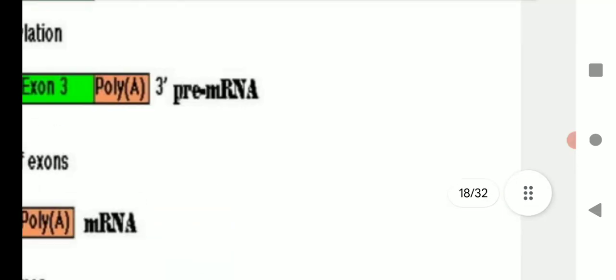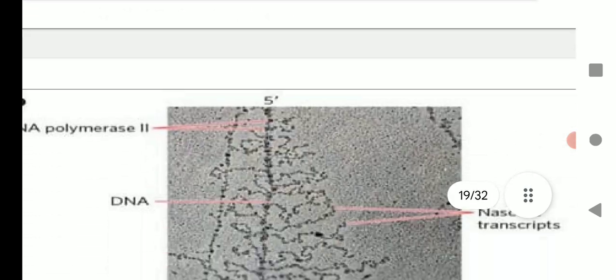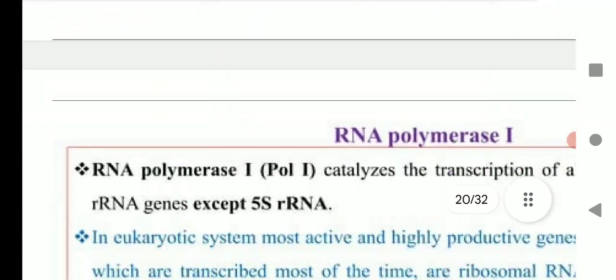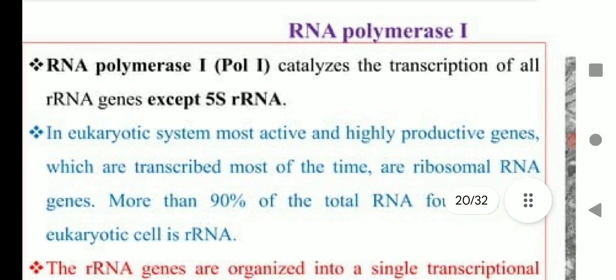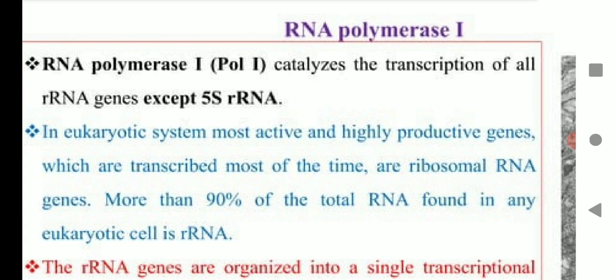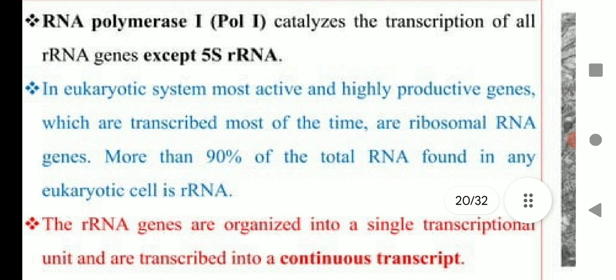In the eukaryotic system, the most actively and productively transcribed genes are our ribosomal RNA genes, because 90% of the total RNA found in the eukaryotic cell is our rRNA, which is found in the region of the nucleolus.